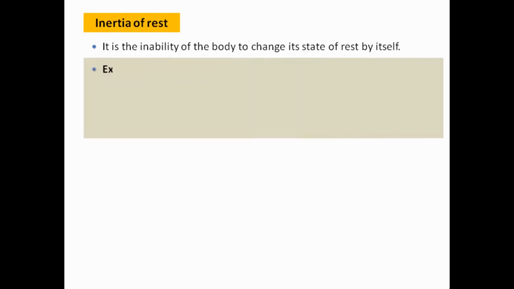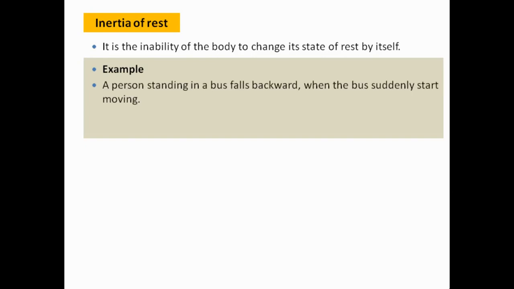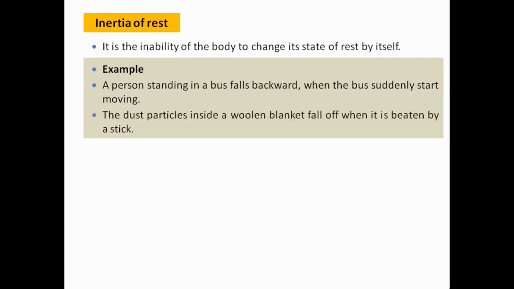Now, inertia of rest. It is the inability of the body to change its state of rest by itself. It means if a body is at rest, it will remain at rest. Now, examples of inertia of rest. A person standing in a bus falls backward when the bus suddenly starts moving. The dust particles inside a woolen blanket fall off when it is beaten by a stick. So these are the examples of inertia of rest.